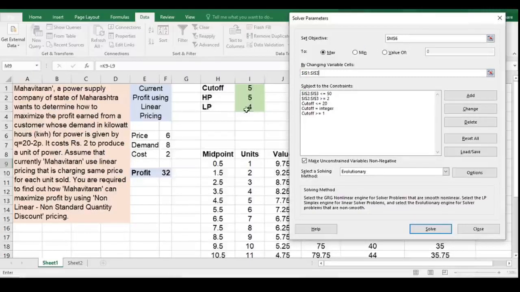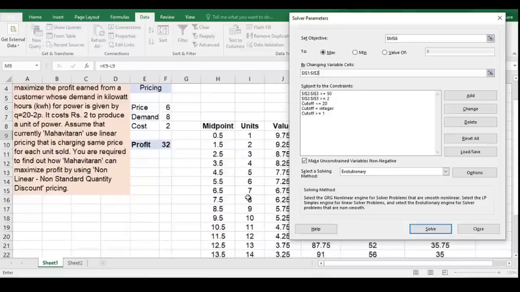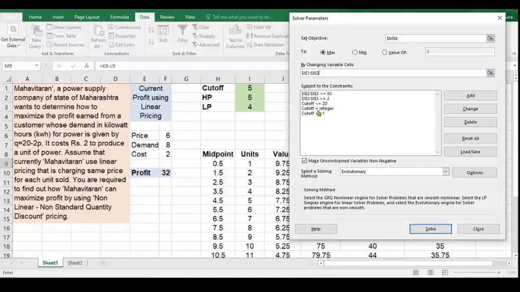Constraints will also remain the same. We want high price and low price both less than or equal to 50. Both these prices should be greater than or equal to 2, because our cost is rupees 2 to produce a unit of power. Cutoff value should be less than or equal to 20, because we have taken maximum 20 units. We want cutoff to be an integer, that is a whole number, not in decimal points. Therefore, we have given the constraint that cutoff is equal to integer. And the cutoff also is required to be greater than or equal to 1. So all these constraints are the same as we have set in standard quantity discount pricing.